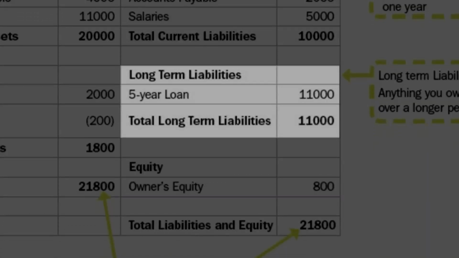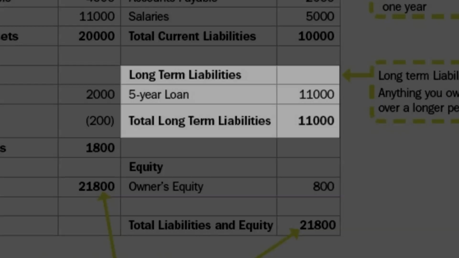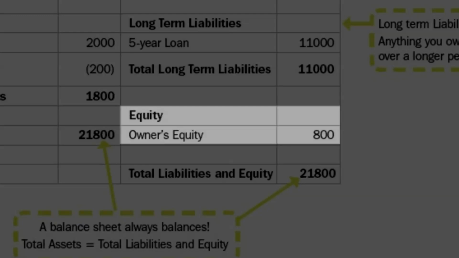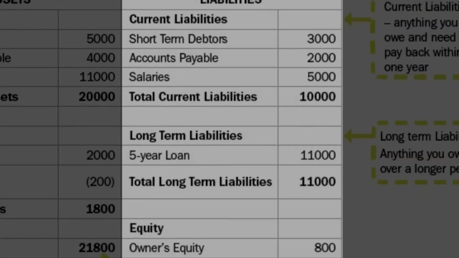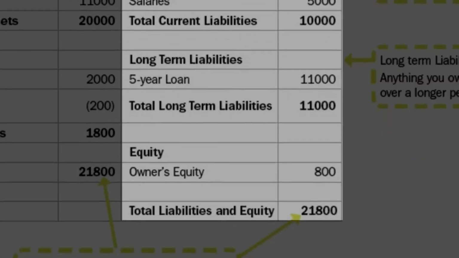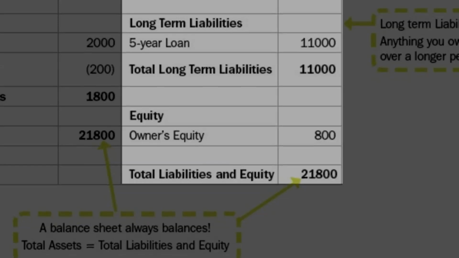Next, we have long-term liabilities. These are things that the business has to pay back over a longer period. As we can see here, there's a 5-year loan of £11,000 outstanding. Finally, we have owner's equity. This is the amount of money that you invested in your business but have not yet taken out. Adding up all the liabilities and the equity, we have £21,800.